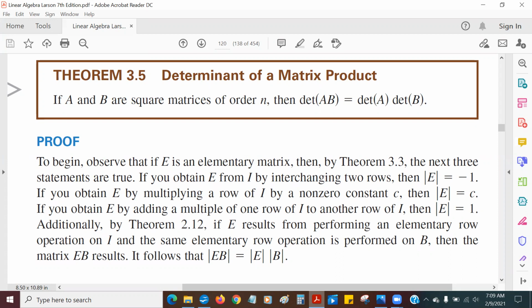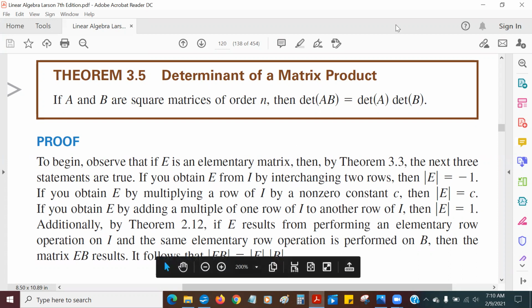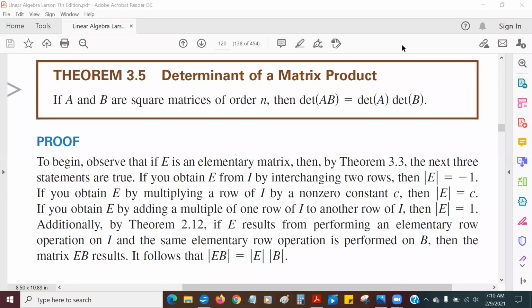So we see now that if I take an elementary matrix, meaning I take the identity matrix and I switch two rows, then the determinant of that is going to be -1. Just do it, you'll see. And if you start with the identity matrix and obtain my matrix E by multiplying one row by a non-zero constant C, then the determinant of E is going to be C.